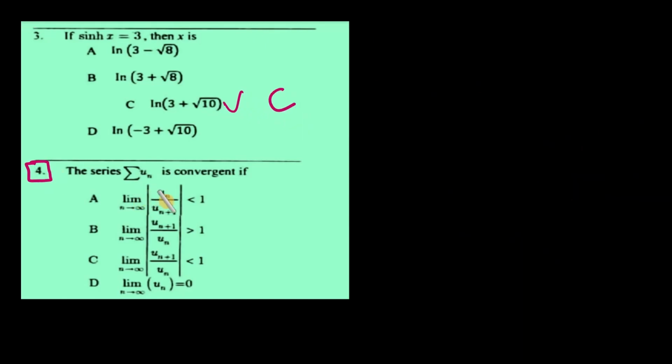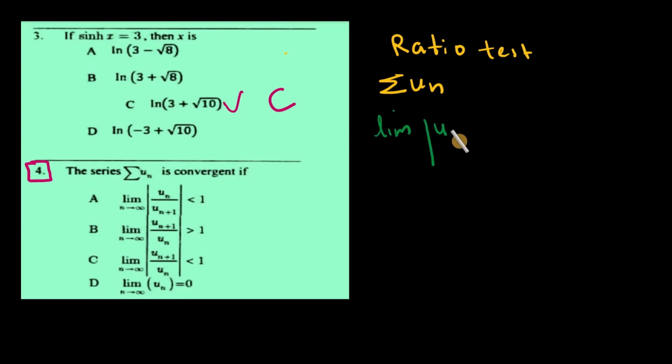Number 4. The series summation un is convergent if which of the following is true? You know, the convergence of a series can be tested using the ratio test, and from the ratio test, a series un is convergent if the limit of un plus 1 all over un is less than 1 as n tends to infinity. So the right answer is this, which is C.